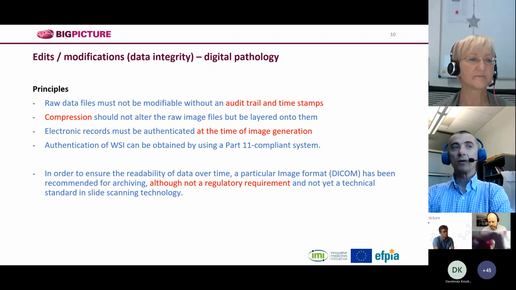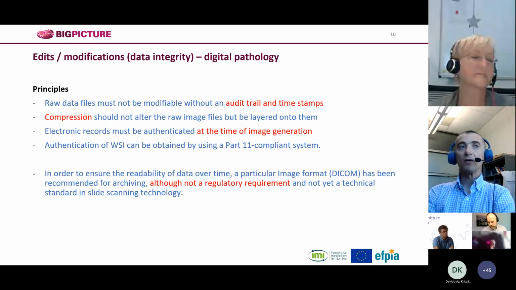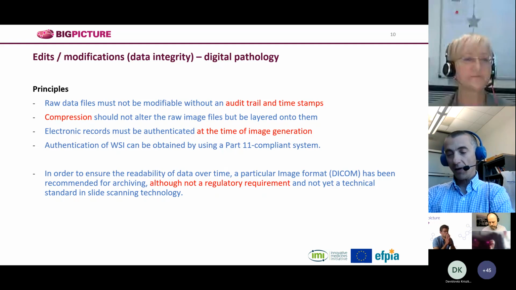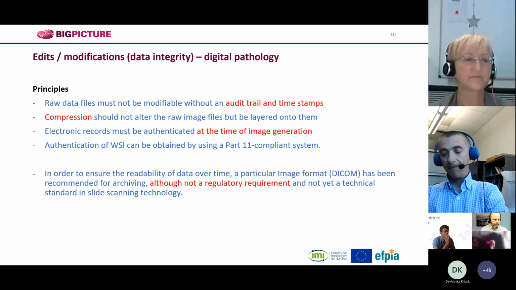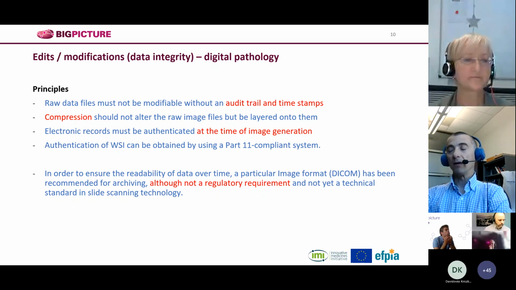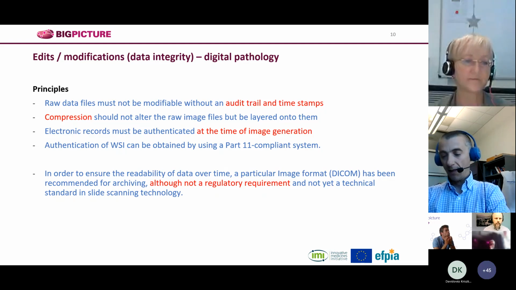Similarly, compression is under scrutiny because you don't want to lose information. So if you are to compress something, you'll have to demonstrate that you are not altering the original record. And as I mentioned already, you need to record in a timely manner. You don't want to have a gap between the generation and the recording of your data.